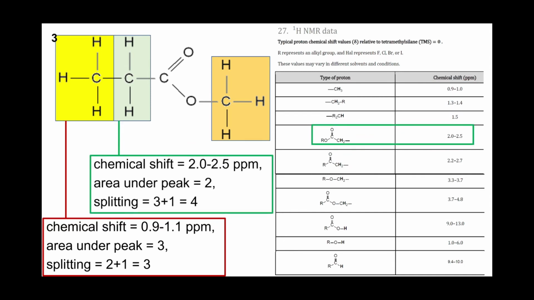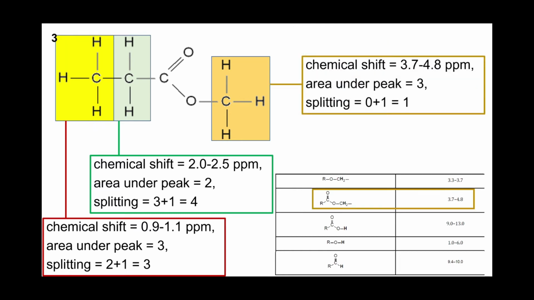For this second hydrogen environment, we expect to find a more downfield peak, as the hydrogen atoms are more de-shielded or closer to the electron withdrawing carbonyl group, and the area is 2, as there are 2 hydrogen atoms in this environment, and a quartet, as there are 3 neighboring hydrogen atoms. For the third hydrogen environment, we expect to find an even more downfield peak, area of 3, and a singlet, as there are no neighboring hydrogen atoms.